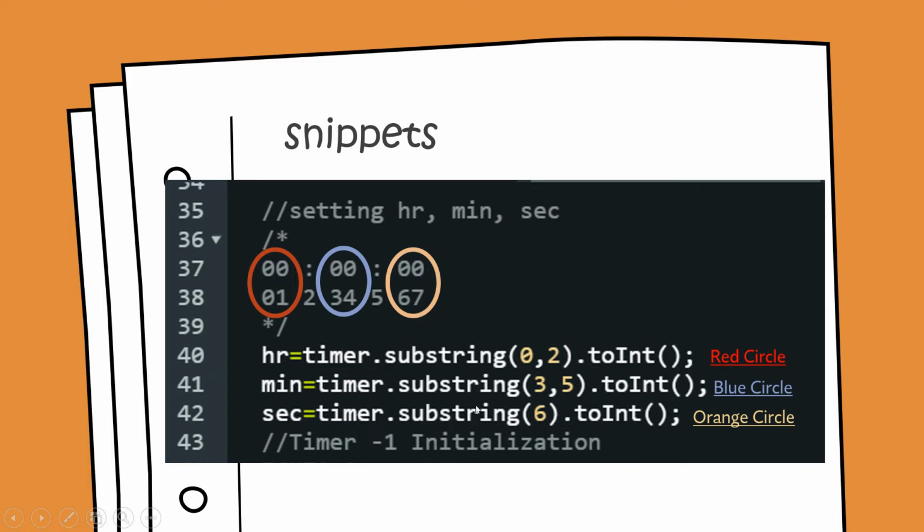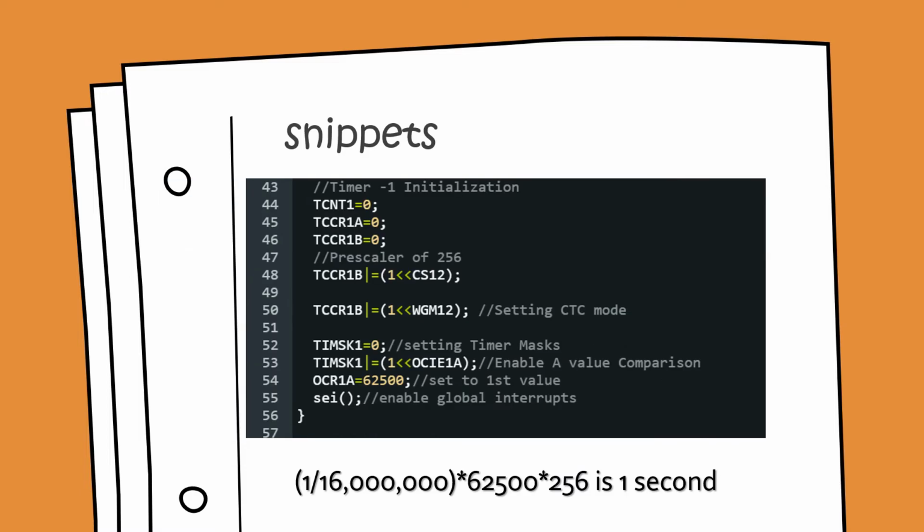Similarly for minute and similarly for second. Note that when you give substring 6, basically from the 6th to the end, that is the 6th and the 7th place values, characters get extracted. This is the timer initialization. TCNT1 is 0, TCCR1A is 0, TCCR1B is set to 0, and then we set a prescaler of 256 by setting the CS12 bit as 1.